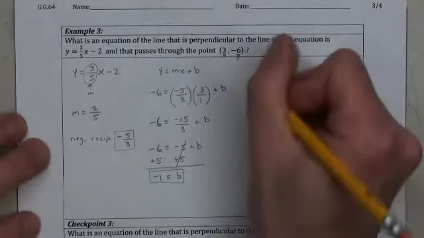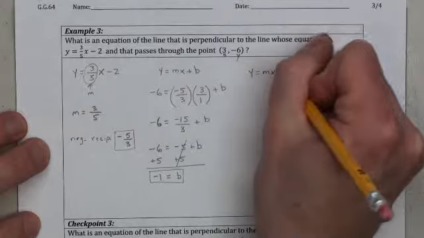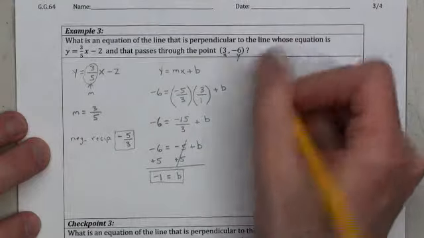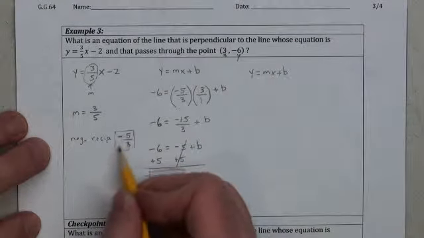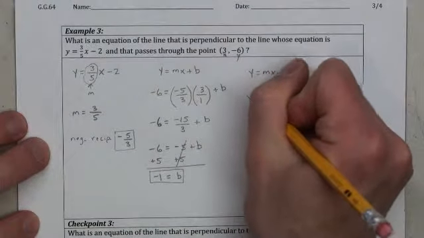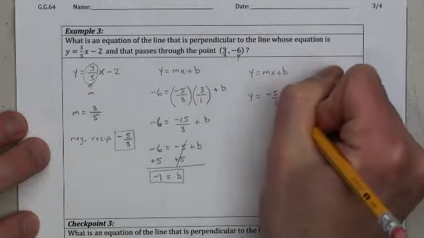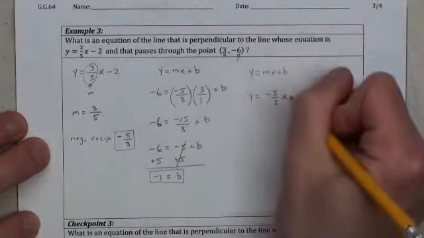Okay? Now I write down my equation, y equals mx plus b. I plug in m, my negative reciprocal of the slope, and b, my y-intercept. So y equals -5/3 x minus 1.